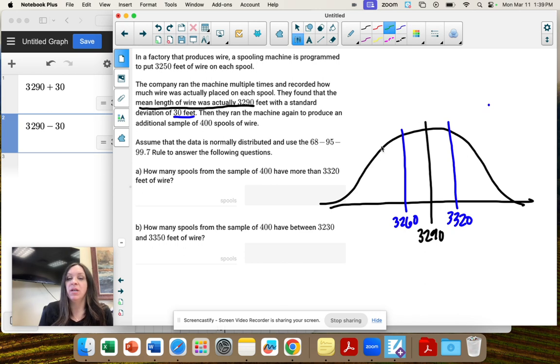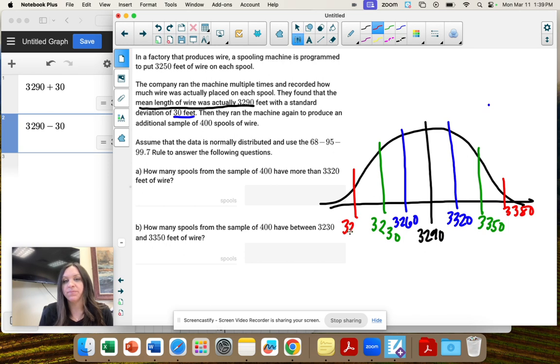Then we'll keep going. So 2 standard deviations, and it's the same thing. We add 30, so 3350, and subtract 30, so 3230. And then one more time is the full graph that we like to look at. So add 30, subtract 30. Okay. Now let's look at what it's asking.